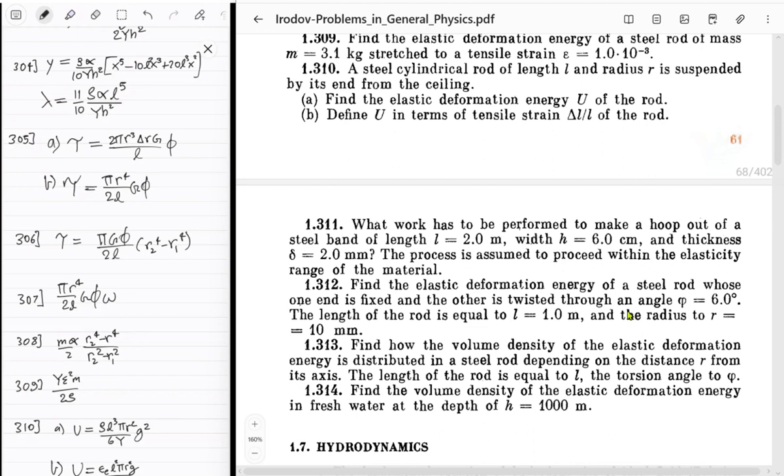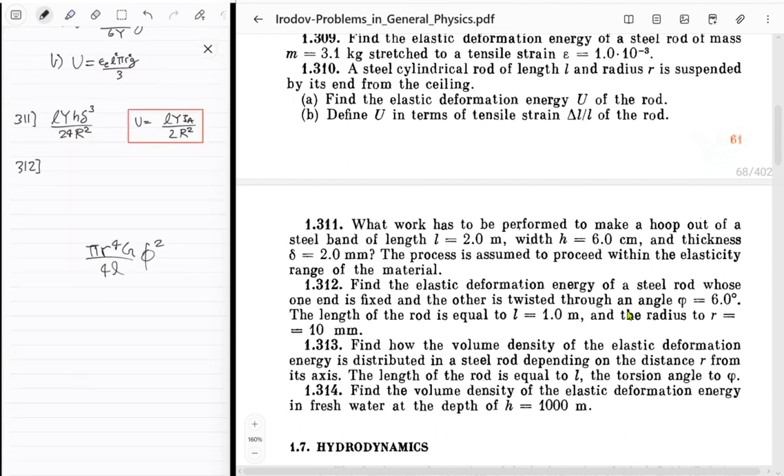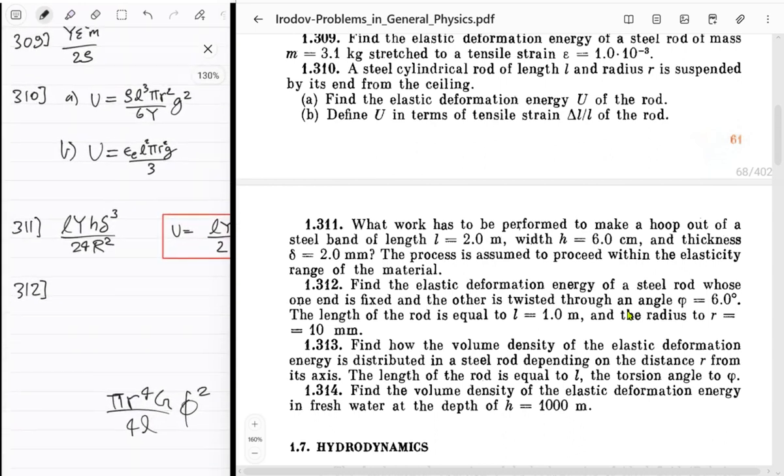So this is the work done by us. So which of these things do we know? We know G, we know pi, we know R as well, and we know L. So perfect. But I won't work out the value because I don't know what actually G is in numbers. Anyway, this is this thing pi r power 4 G phi squared upon 4L. Hopefully that's the thing.